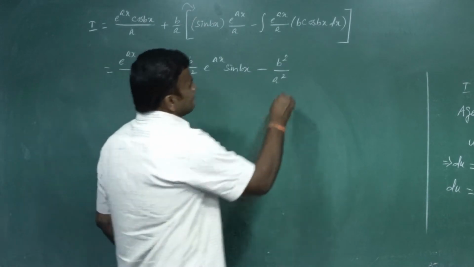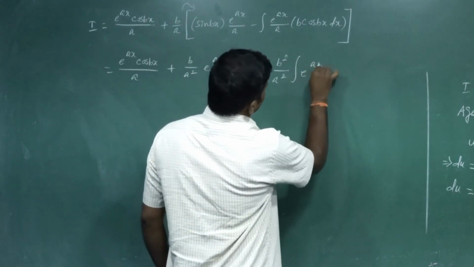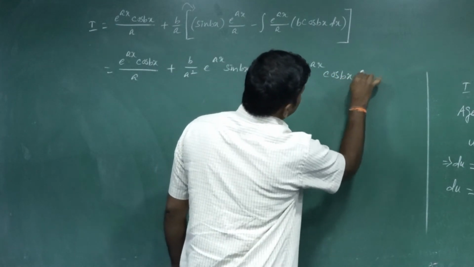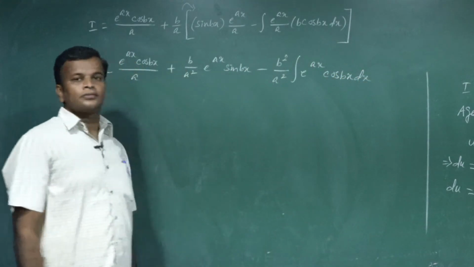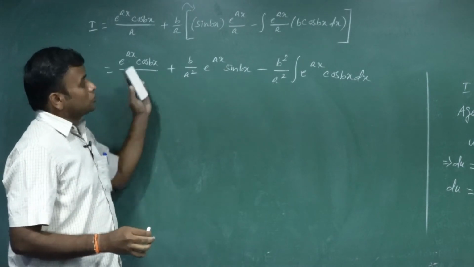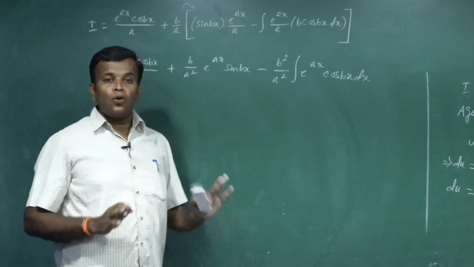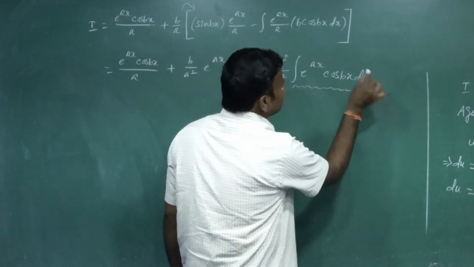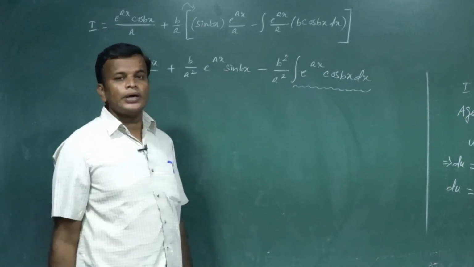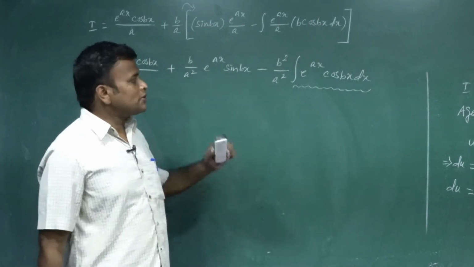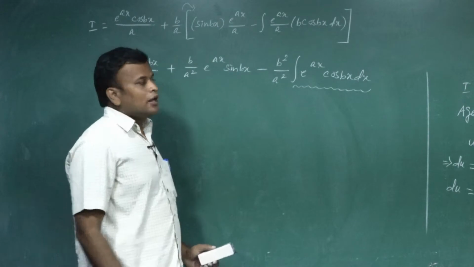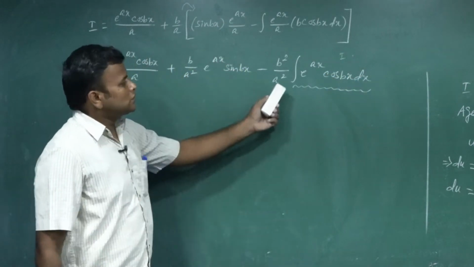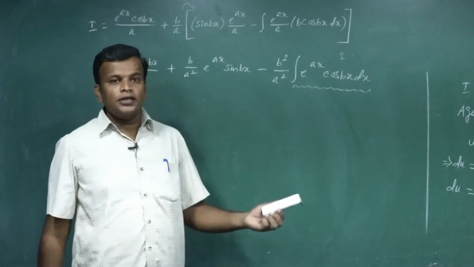What is the remaining? Integrating of e power ax cos bx into dx. So now again we integrate that term, sir? No need. You see, it is nothing but our given sum, e power ax into cos bx. The process goes up to infinity, but we will take that term as already I. So using this integration symbol, we will take it as I.